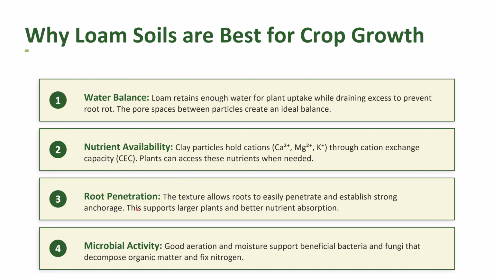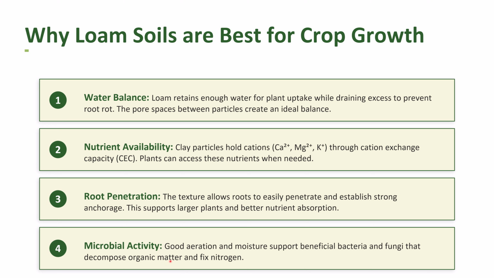Number 3, root penetration. Loam isn't too hard or too soft. This allows roots to easily push through the soil to get a strong grip and find more nutrients deep down. This supports larger plants and better nutrient absorption.